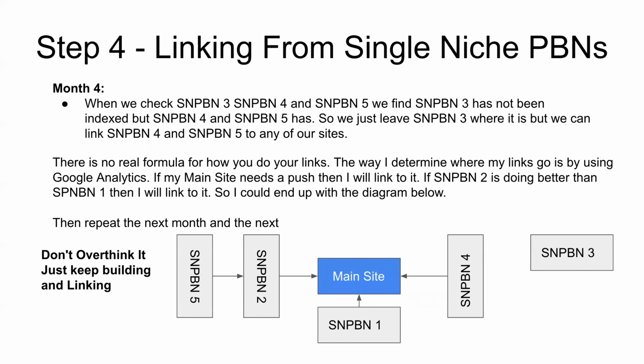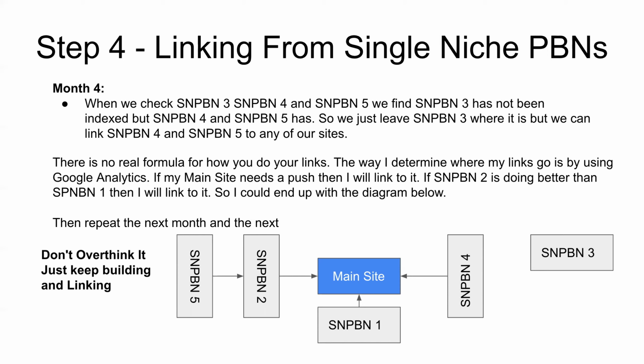So if we now look at month 4, PBNs 3, 4, and 5 have all been built out for over a month. They've all had Google Analytics put on. And when I've looked, PBN3 has not actually been indexed. So I've just thought, okay, just leave that to one side and see what happens in another month. And if it doesn't index, then I'm not bothered. I'll just get rid of it. When it comes up for renewal, I just won't bother renewing it.